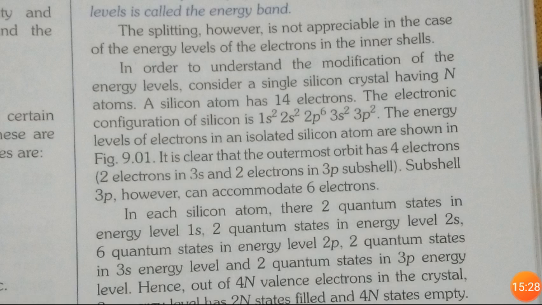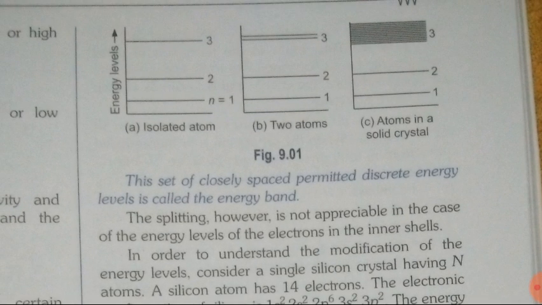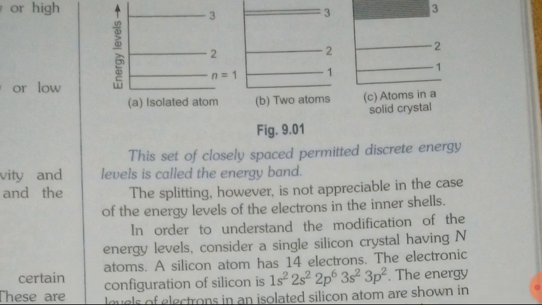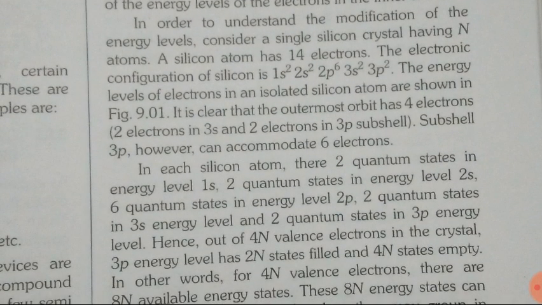And one thing very clearly you can see here, that this splitting of energy level is not there in inner shells. Okay, it is there for n equals to 3, that means the outer shell only, not for first or second level. In order to understand the modification of the energy level, consider a single silicon crystal having n atoms.